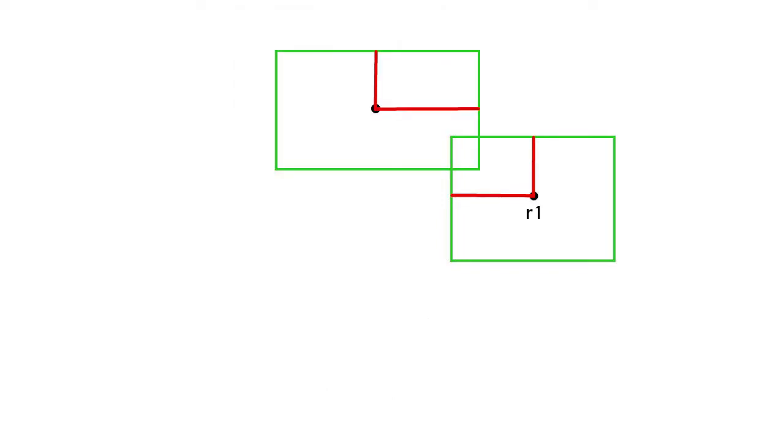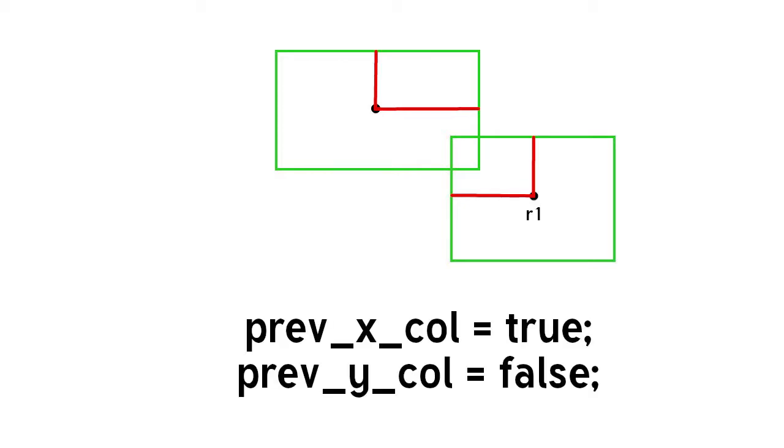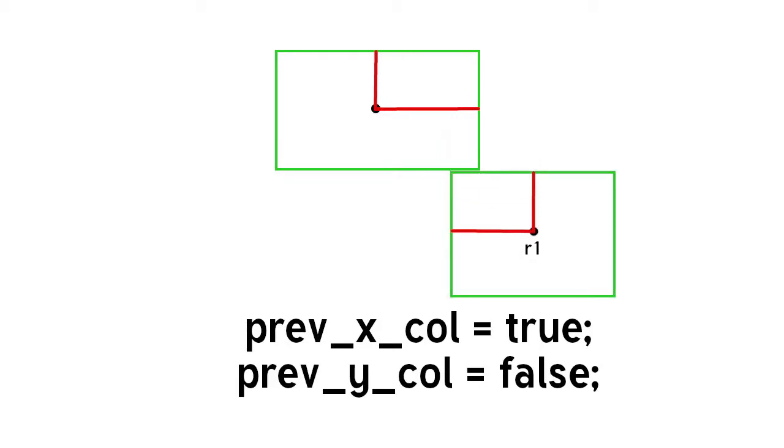Now let's say they enter a complete collision. If prevXCol value is true and prevYCol value is false, then R1 may have been on top or bottom of R2. If R1's center is on top of R2's center, then R1 was on the top of R2. Otherwise, R1 was on the bottom of R2. In this case, R1's center is on the bottom of R2. So displace R1 to the bottom of R2.